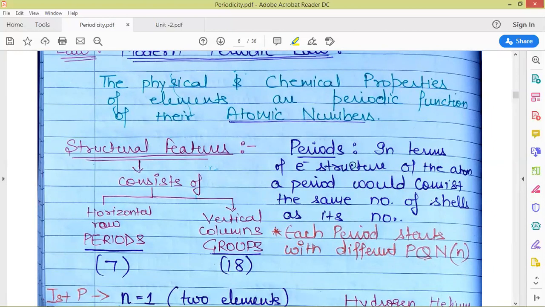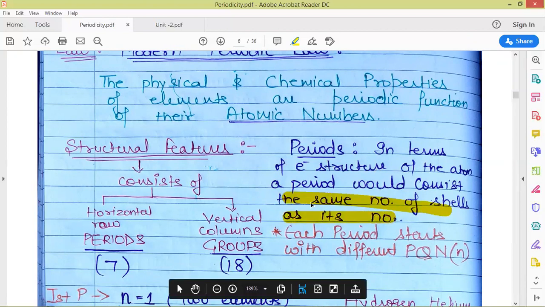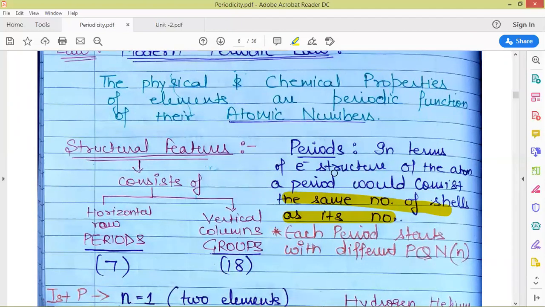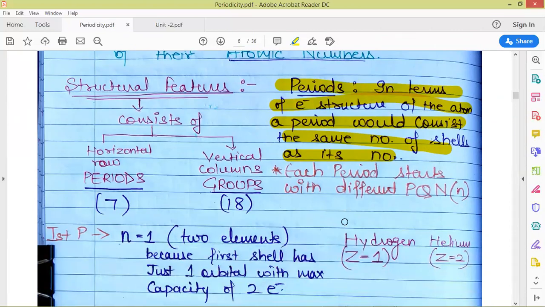In terms of the electronic structure of the atom, a period would consist of the same number of shells as its number. That means in the first period, the first shell will be filled, and in the second period, the second shell will be filled. So the period number is the same as the shell number which is getting successively filled. And each period starts with a different principal quantum number.